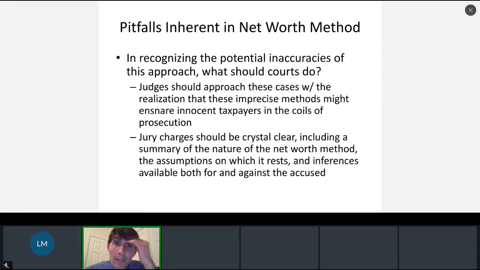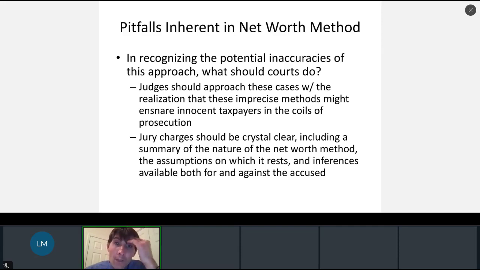In recognizing the potential inaccuracies of this approach, what do the courts do? Well, the judges approach these cases with the realization that these imprecise methods might ensnare innocent taxpayers in the coils of prosecution. So they do embody a healthy dose of skepticism here.